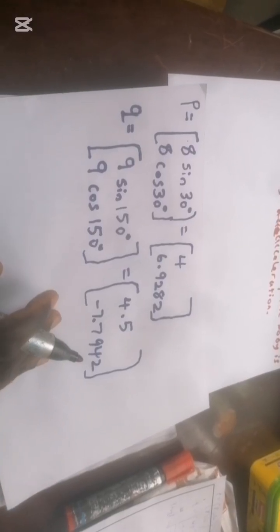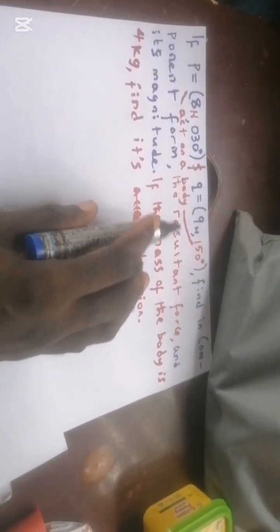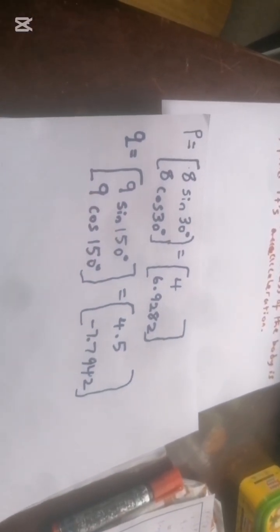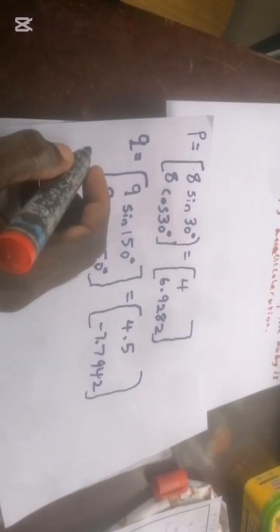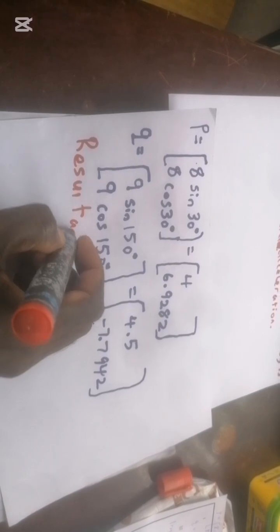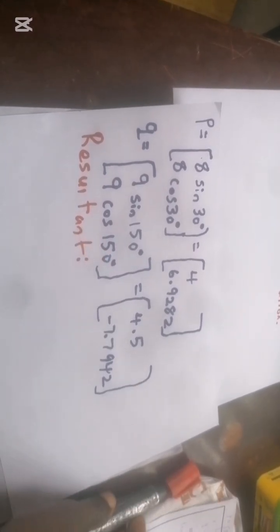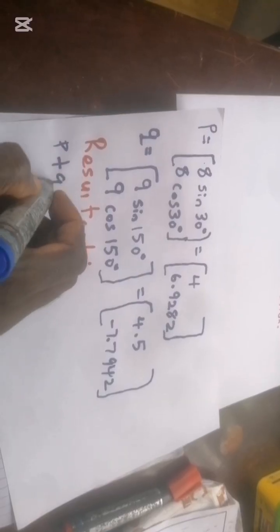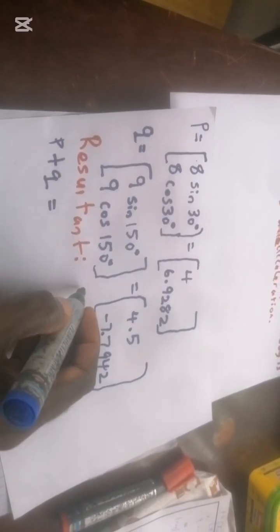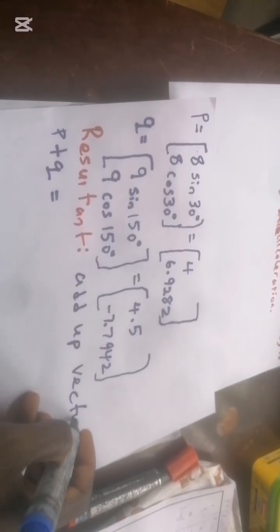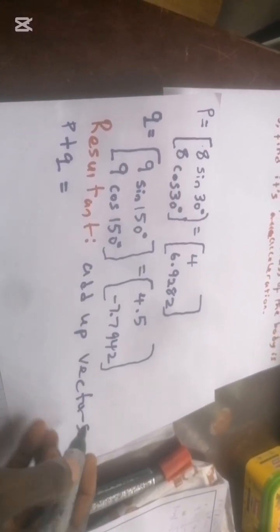So the next question is find in component form the resultant force. So when they ask you for resultant force, you know what you do? So when they say resultant force, you write the word out. Resultant. Now, for resultant force, the formula is this. You will just take each of them and you add them up. That's all. It's very easy. So in resultant, just add. You add up your vector. Do you understand? Just add the vector, that's all.